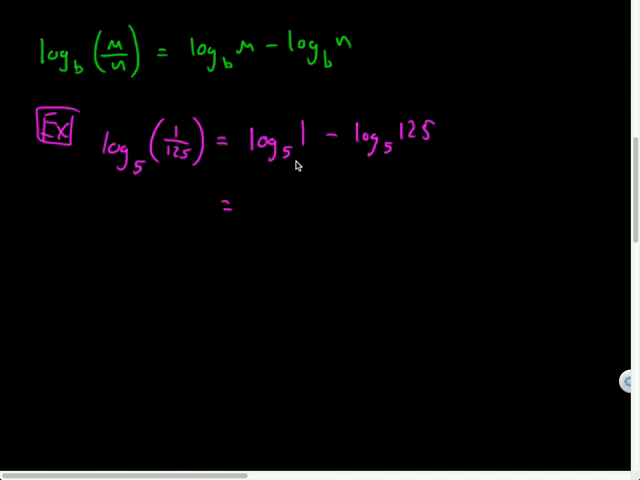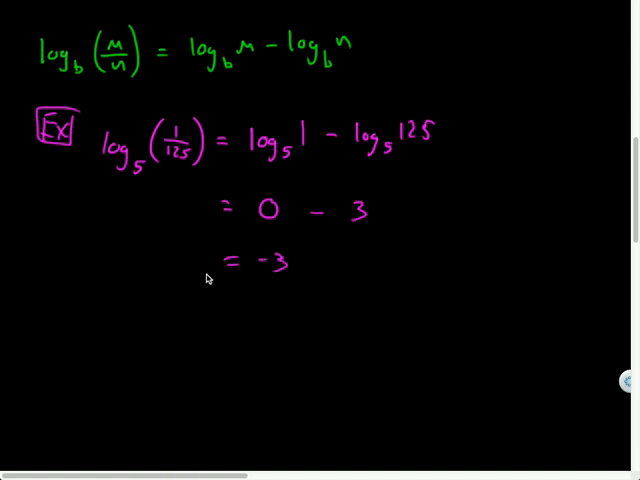So log base 5 of 1. 5 to what power is 1? 0. It's all right. We tricked you there. Let's see. 5 to what power is 125? 3. What is 0 minus 3? Negative 3.